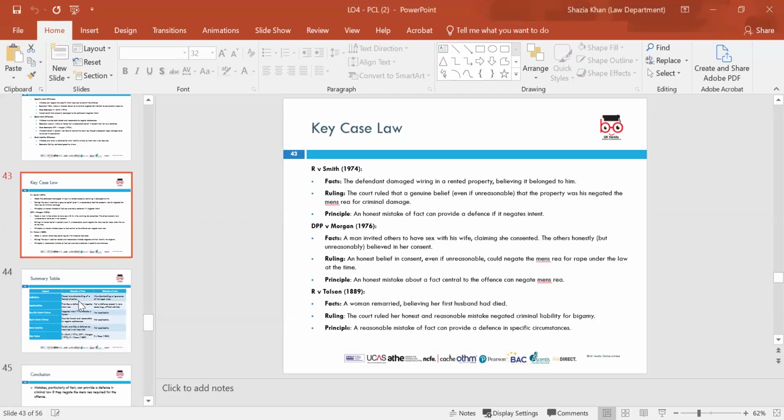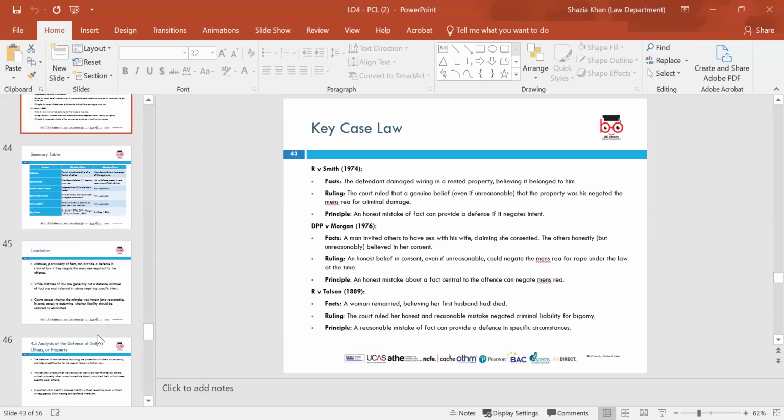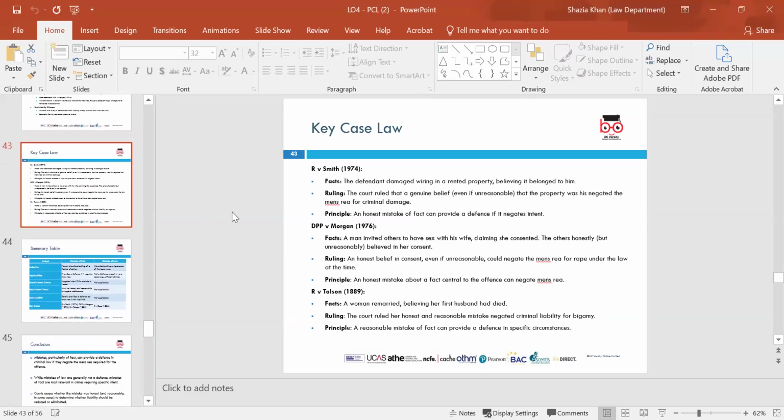Key cases in regards to that, which we'll go through, is R v Smith, 1974, where the facts: the defendant damaged wiring in a rented property, believing it belonged to him. The court ruled that a genuine belief that the property was his negated the mens rea for criminal damage, and the principle was an honest mistake of fact can provide a defence if it negates intent.